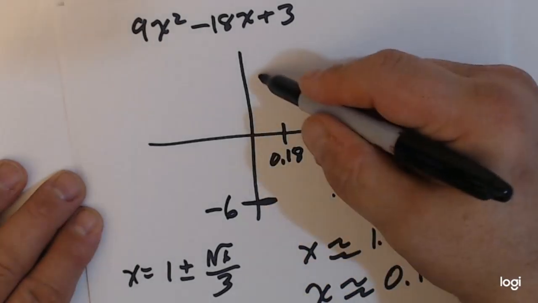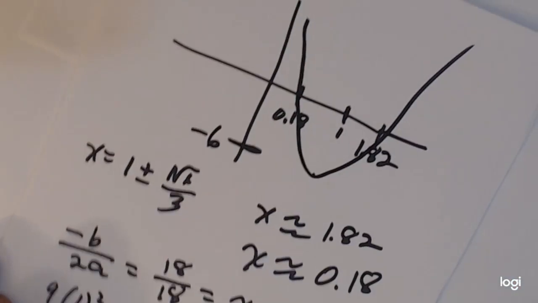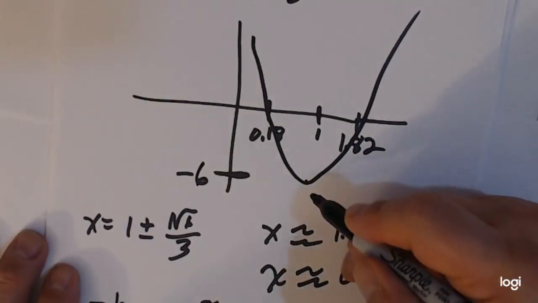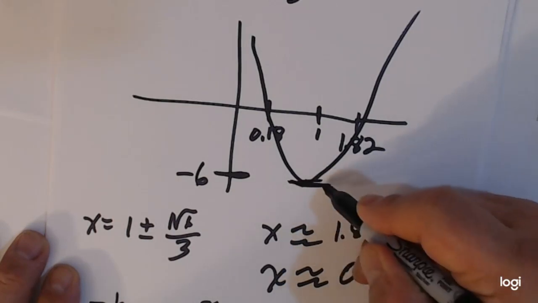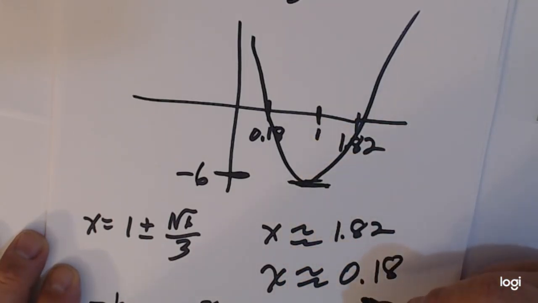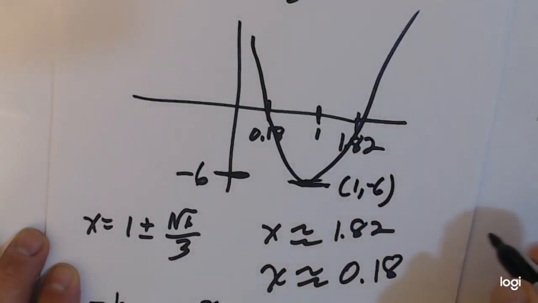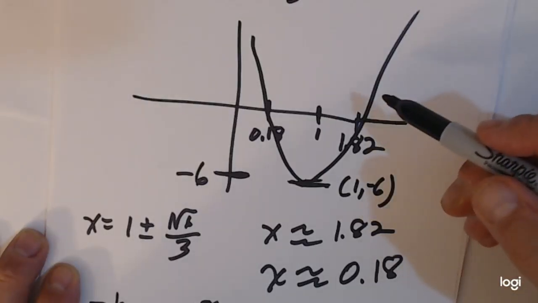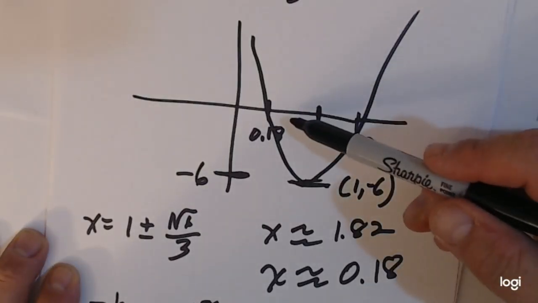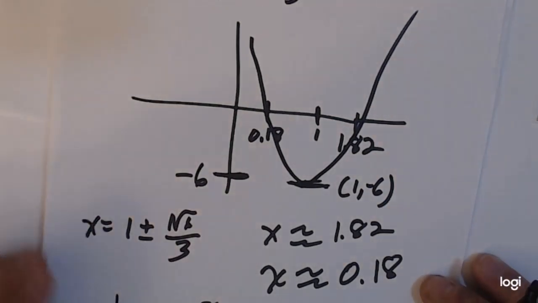So right here, this graph is going to look like so. Negative 6 down here, 1 here, that's your vertex. 1 comma negative 6 is the vertex, and it's crossing the x-axis at approximately 0.18 and 1.82. So that's what this graph looks like. Let's do another.